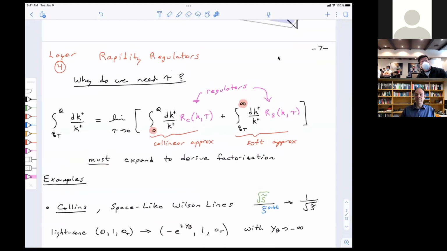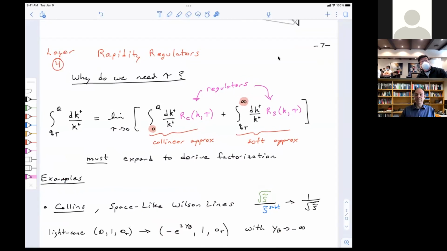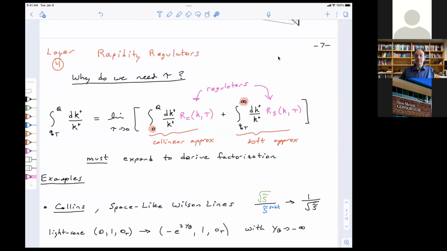So rapidity regulators, what is this tau that we've been avoiding defining carefully? Well, let's first talk about why we need a tau. So it turns out that when you derive the factorization, you encounter situations where you're forced to expand in the collinear limit or the soft limit. That's necessary in order to, so there's an integral here.